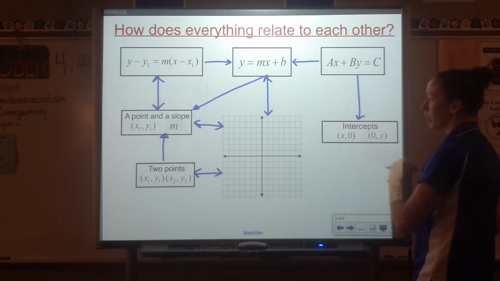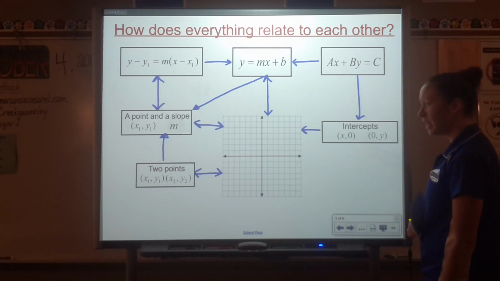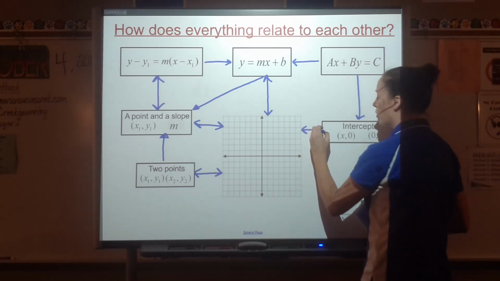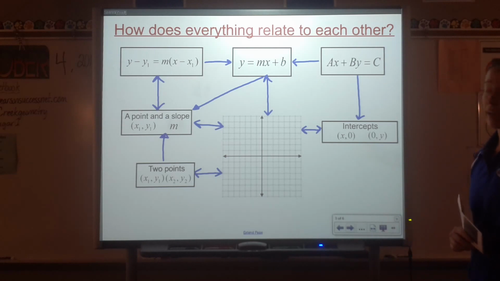With the intercepts, where could you go? You can go straight to the graph. Depending on the line, you can also go back as well. Okay? It depends on the scale of the graph and how it's plotted in its current screen.